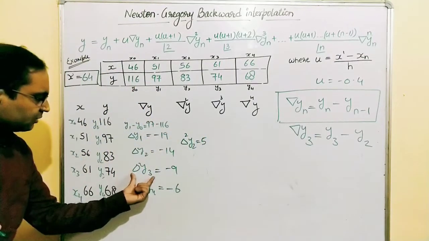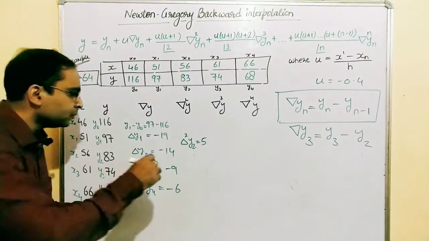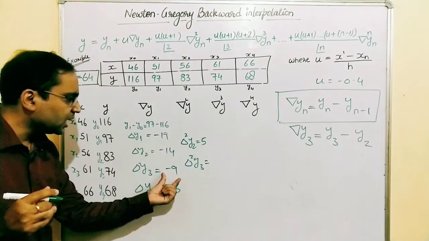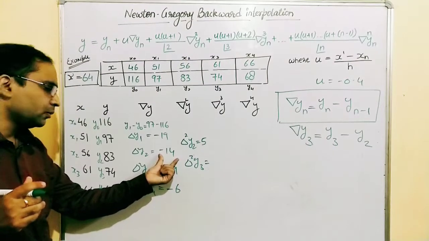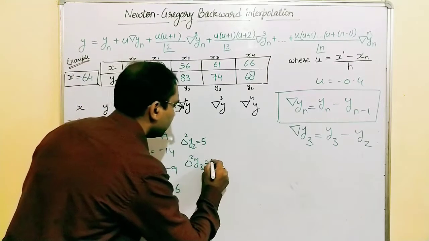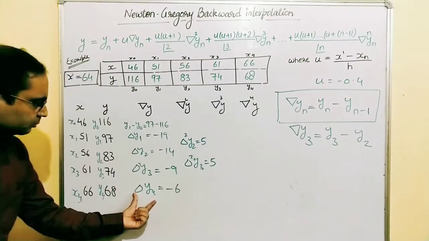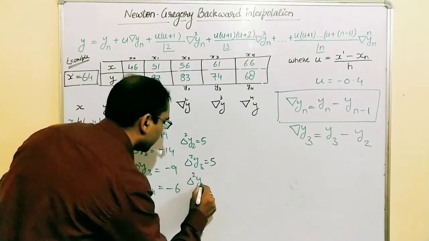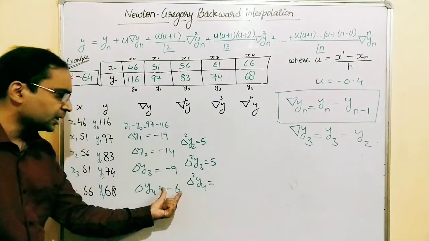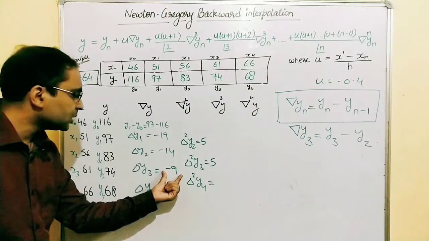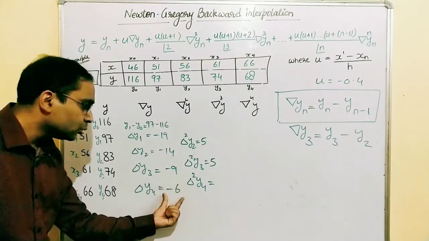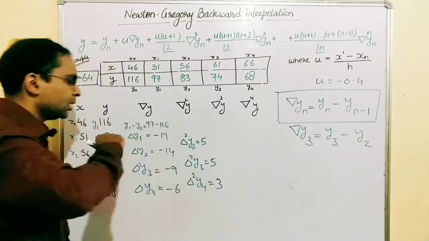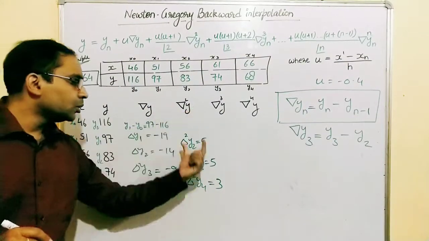Now next is del y3 minus del y2. This will give us del 2 y3. This is minus 9 minus 14. So this will be again a plus 5. Next is del y4 minus del y3. This is del 2 y4. So this will be minus 6 and plus 9. So basically minus 6 plus 9. This will give us 3. So this is the del 2y construct.